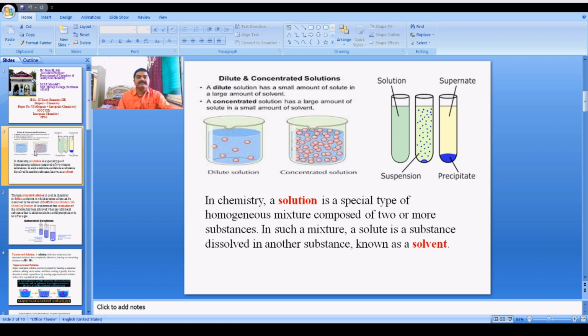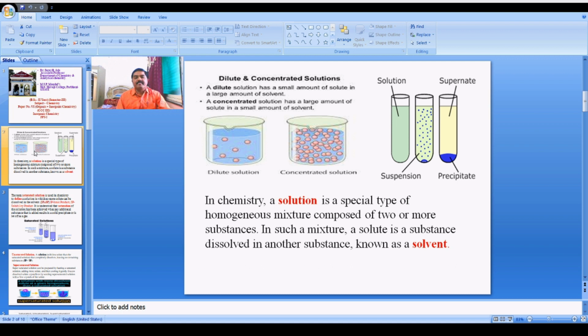Then the second one, dilute and concentrated solution. How will you distinguish the dilute and concentrated solution? A dilute solution has a small amount of solute in a large amount of solvent, and a concentrated solution has a large amount of solute in a small amount of solvent. It means the difference lies in the quantity of the solvent: in dilute, a large amount of solvent is used, and in concentrated, a small amount of solvent is used.